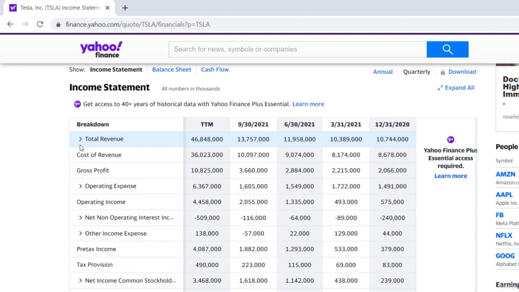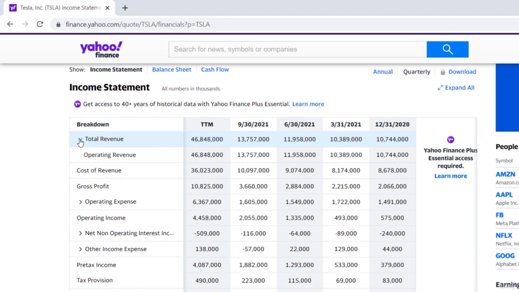And then again, with these down arrows, you can see more detail. So we know our total revenue is $46.8 billion for Tesla, but does this give us a little bit more insight on where that money's coming from? In this case, it doesn't, because it's all coming from operating revenue. If we had revenue coming from other sources or unusual sources, it might list it out here. But operating revenue is basically the core of the business. What does Tesla do? They sell cars. If Tesla also sold consulting services, they might break that down.